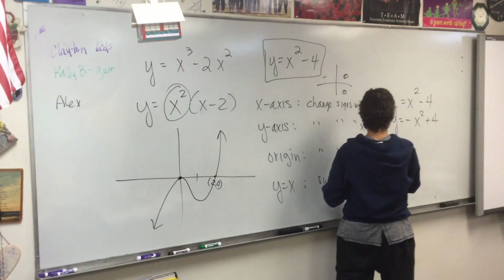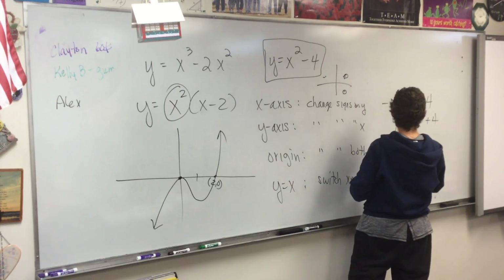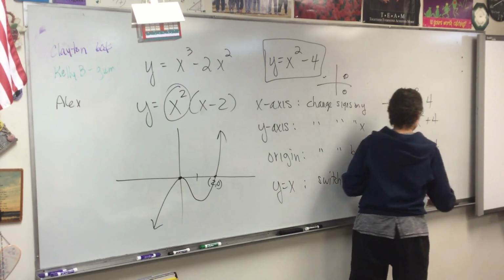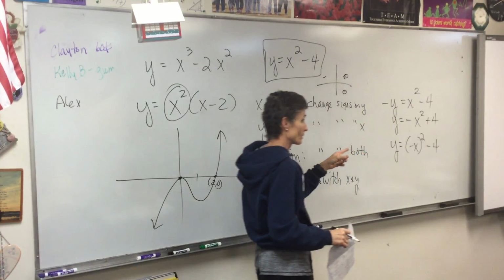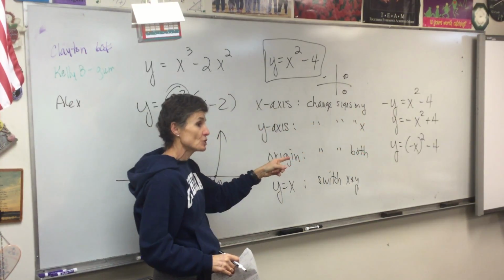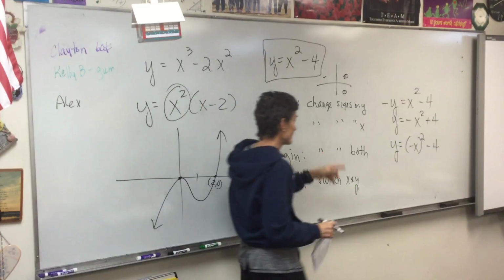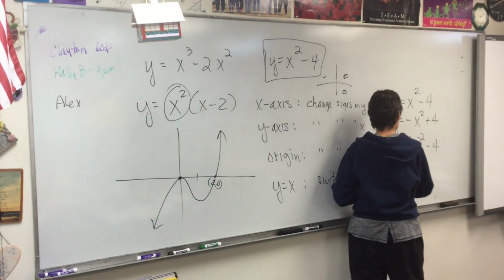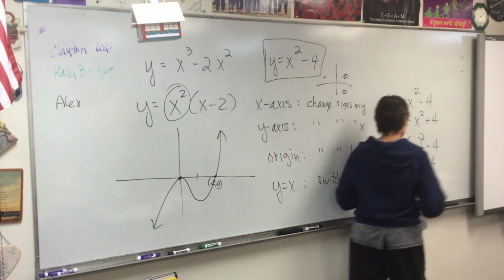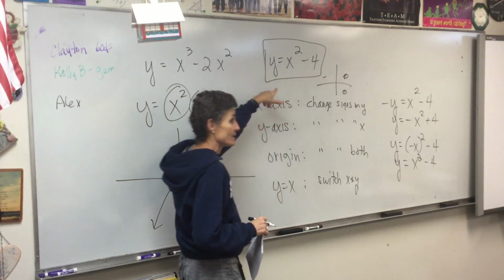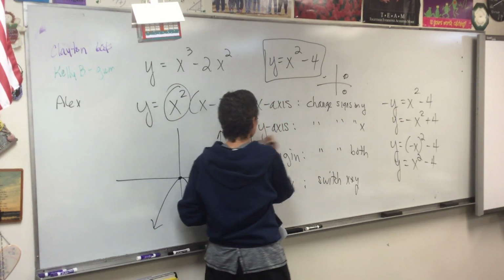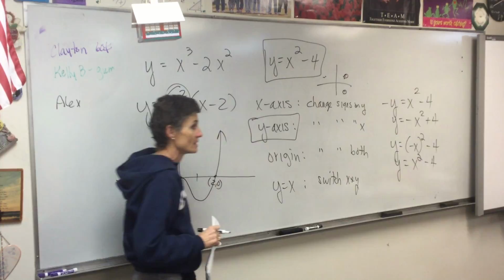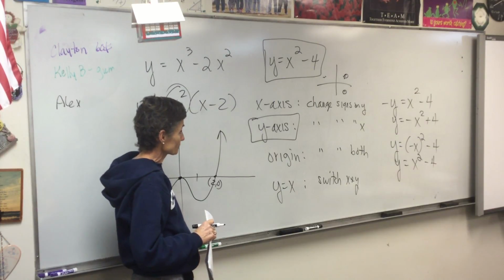Go back to the original. If I change the sign on x, I have that. Is that the same as the original equation? Yes, because when I square it, I get x squared minus 4, which is exactly the same as the original. So that one does have symmetry about the y-axis.